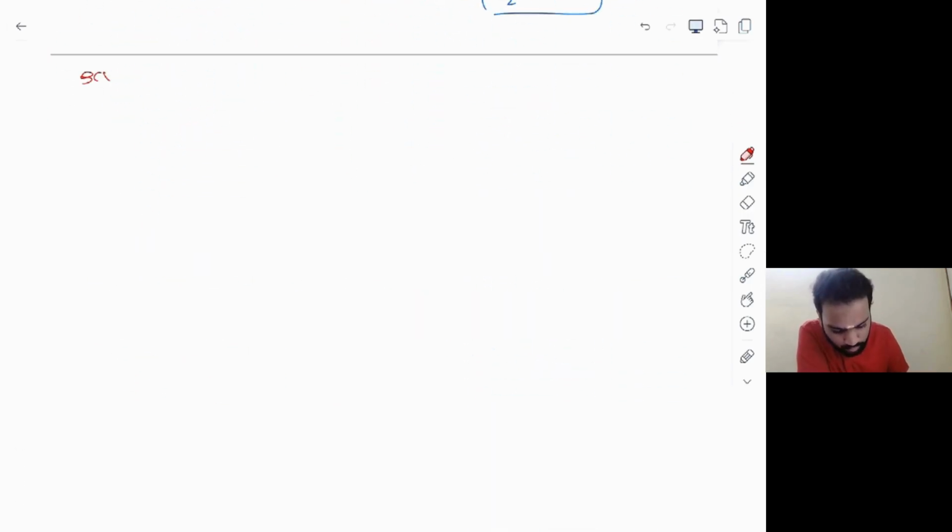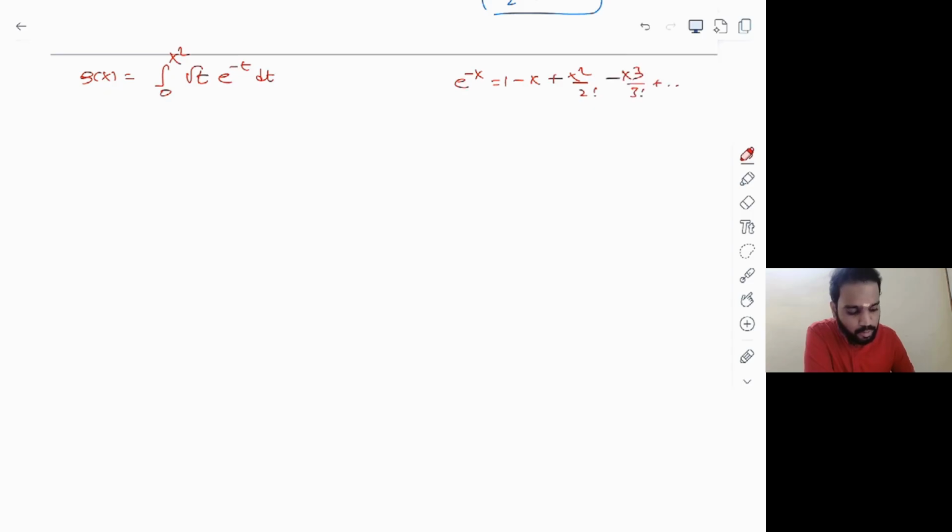So given that g of x is equal to the integral from 0 to x square of square root of t into e power minus t dt. Okay. Now what I'm going to do is I'll simply use the expansion of e power minus t. So let's write down the expansion of e power minus x first of all. From the limits chapter we know, right? e power minus x is equal to 1 minus x plus x square by 2 factorial minus x cube by 3 factorial and so on. Okay, so this is our expansion.